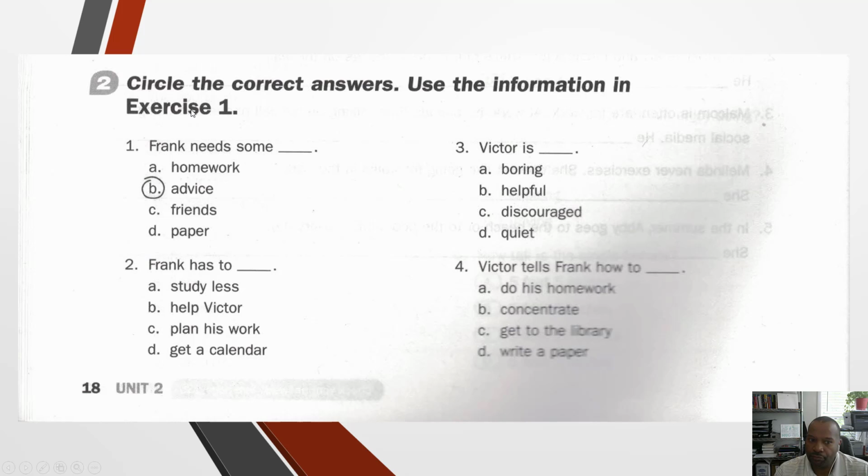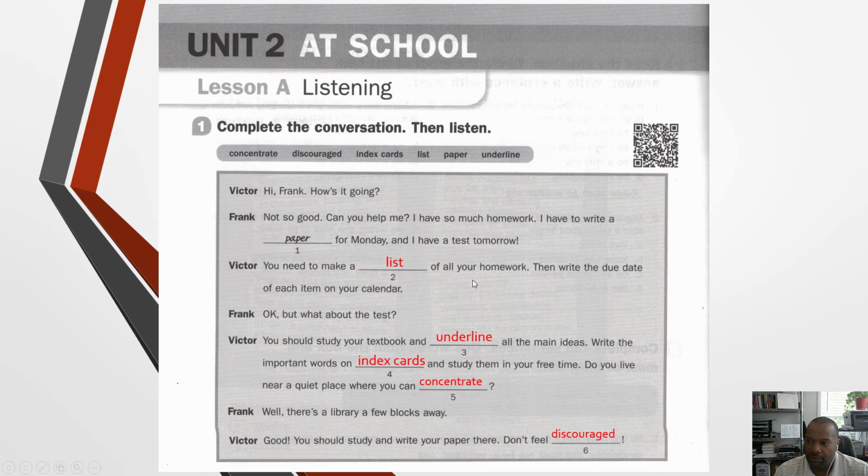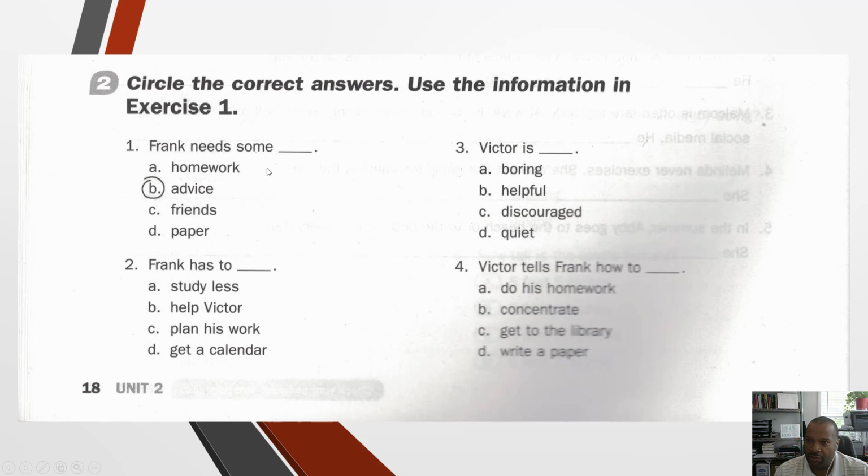Exercise 2. Circle the correct answers. Use the information in exercise 1. Okay, so we want to use this information to circle the correct answers in number 2. Okay, so let's take some time. Let's pause the video and let's use the conversation to answer these four. Well, the first one's done for us, right? So Frank needs some B, advice. So that one is done for us. So let's take some time and complete 2 through 4, and we'll come back and we'll see the answers that I got, and hopefully we'll be able to match up. All right, so let's do that now.